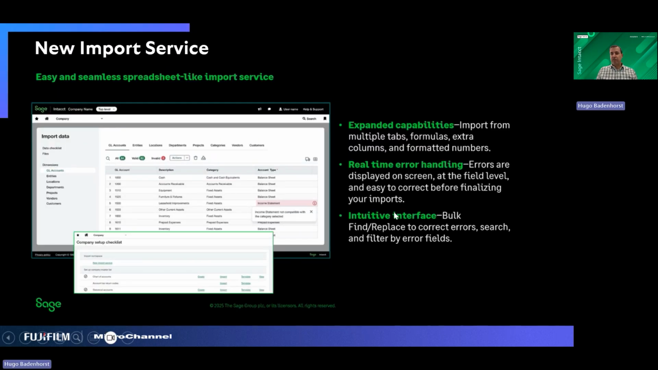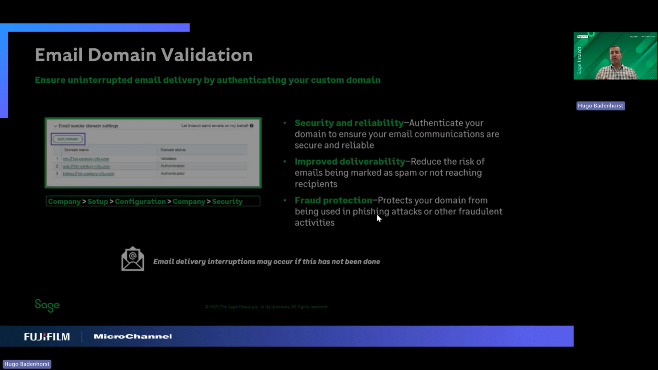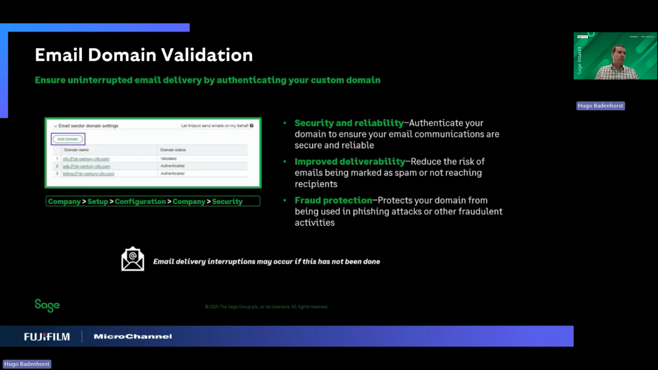Just stepping back on this side, I spoke about the email validation before. Please just validate that. There are a couple of expanded capabilities around there, like real-time error handling. It's around security and reliability. We need to get that validated and improve deliverability. That's the important one. We want to ensure that emails get delivered and not quarantined. So make sure we register that by the end of May, please.